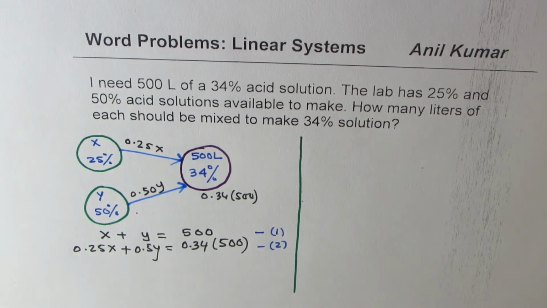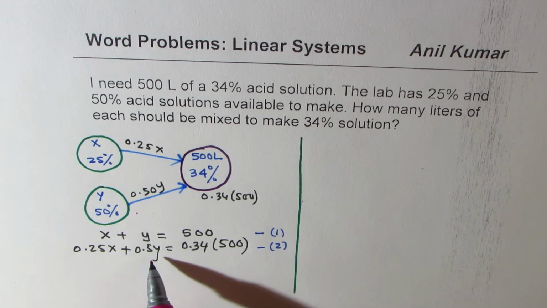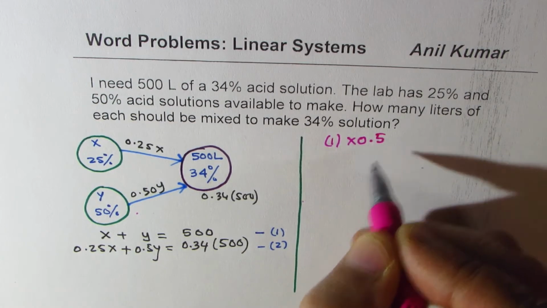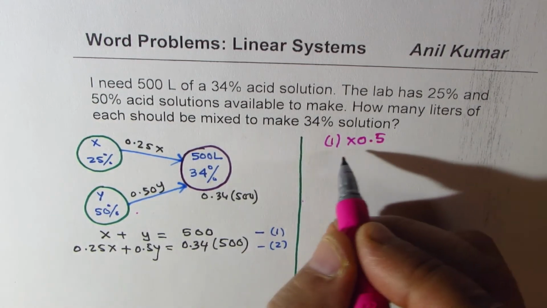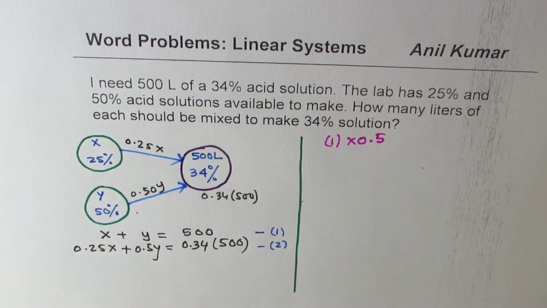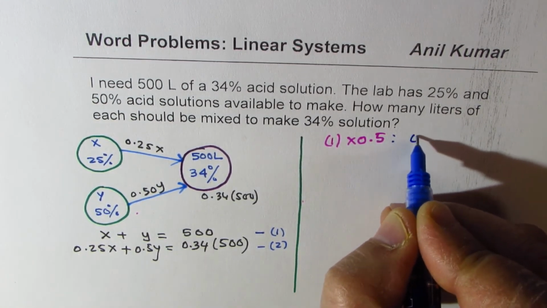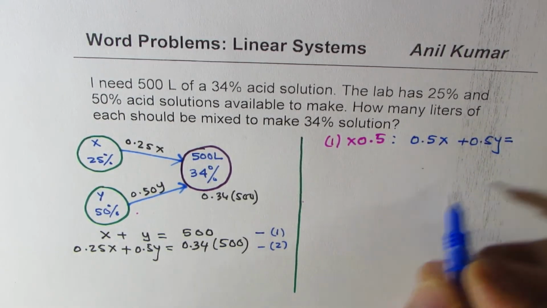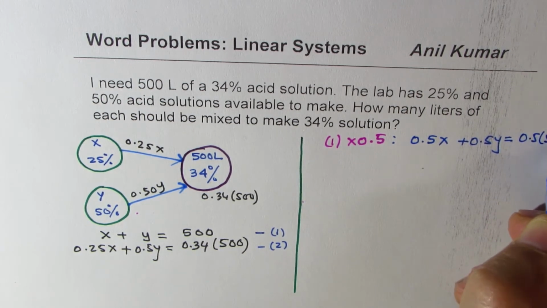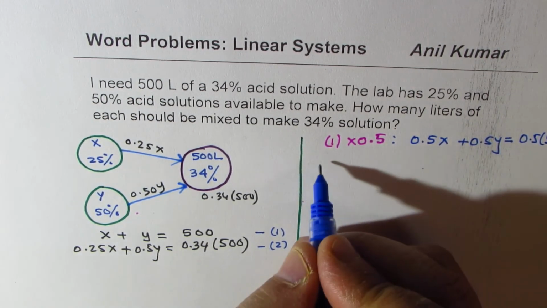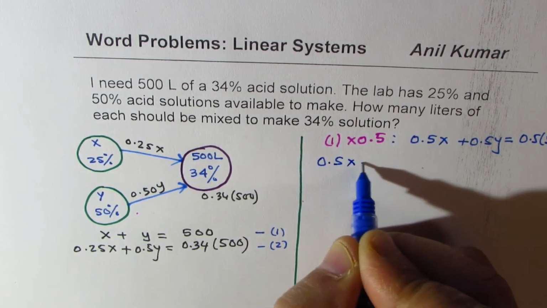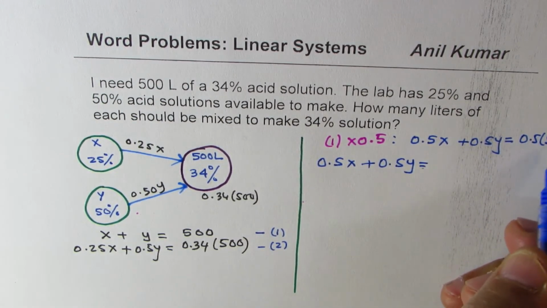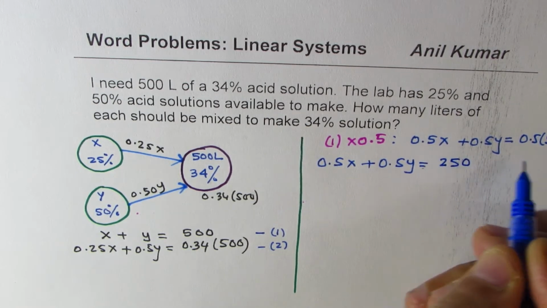I prefer to use elimination here. So what we will do is multiply the first equation by 0.5. I always take the bigger number, right? 0.25, I did 0.5, right? So if I do that, then the first equation becomes 0.5x plus 0.5y equals 0.5 times 500. Do you see that? So this could be written as 0.5x plus 0.5y equals, when I multiply by 0.5, one decimal moves, so I get 250, 5 times 5.